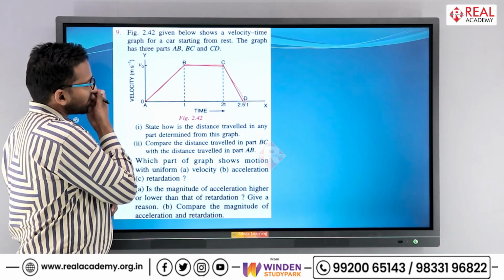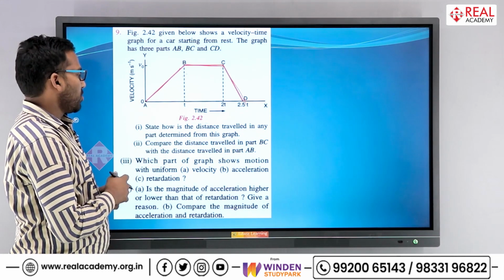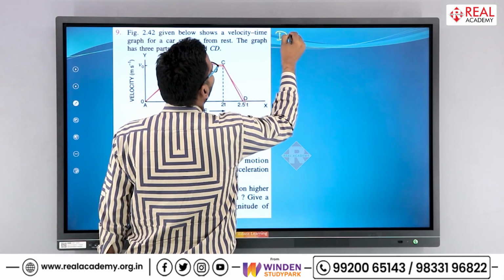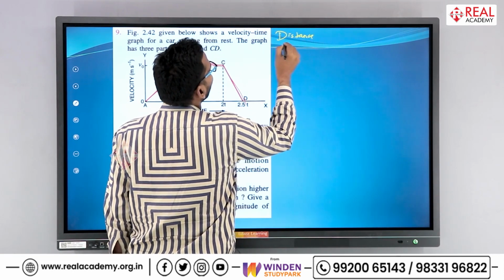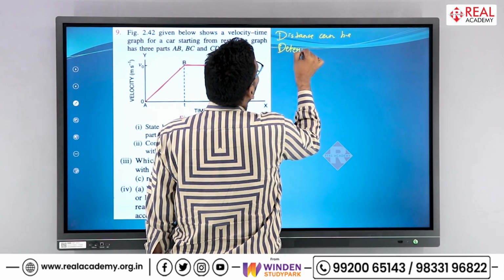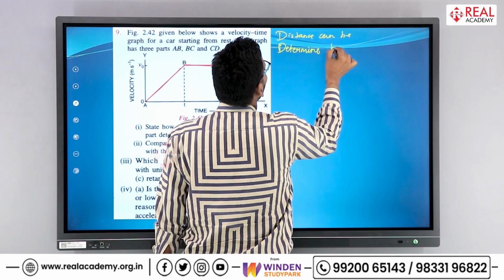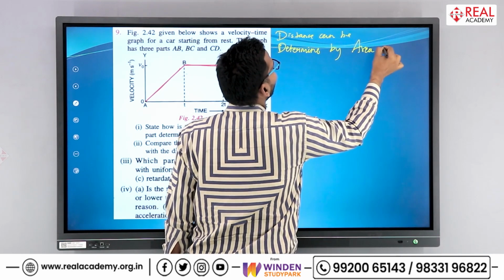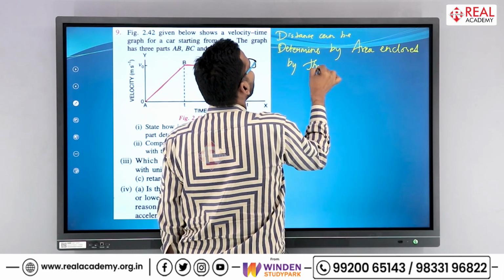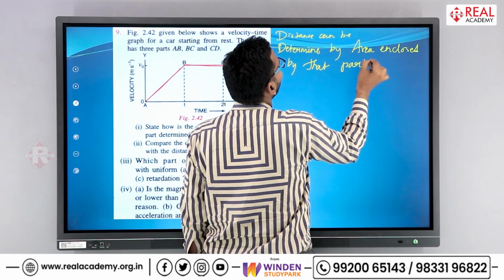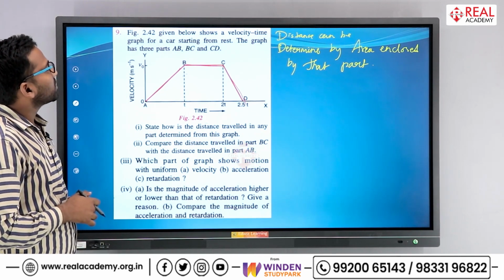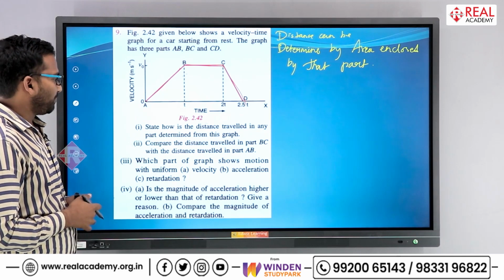So the graph shows velocity versus time. So how to determine distance? Distance can be determined by area enclosed by that part or region. Okay, distance can be determined by area enclosed by that part or region, right?